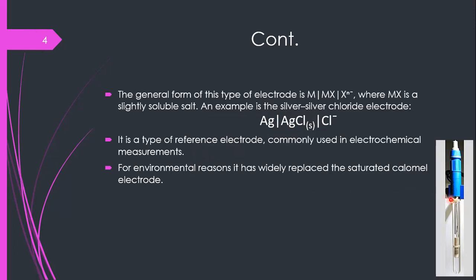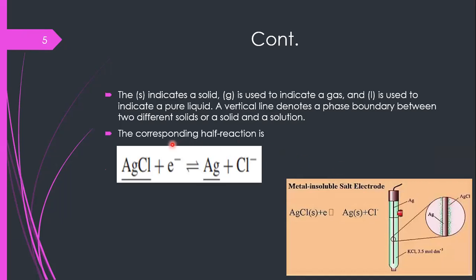This is a picture of a silver and silver chloride electrode. The corresponding half reaction is given here, in which silver chloride gains an electron to form silver metal and chloride ions. This is a reversible reaction, and the underline indicates a solid phase.